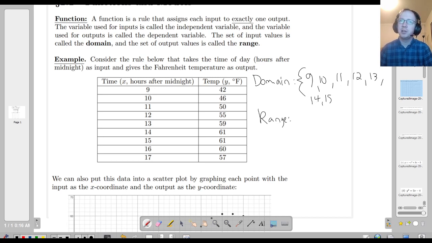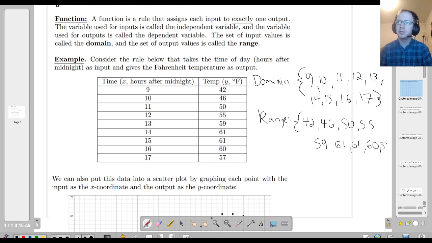Now again, this is fairly unusual in the sense that most of the time it's not just going to be a set of individual numbers. If we have one of those more normal functions like y equals 3x plus 2, it would be like all the numbers. So maybe it would include something between 9 and 10, like 9.001 or 9.002. So we'll learn a little bit later how to write things that it's not just a set of some specific few numbers. But for right now, because it's just these particular inputs, that's my domain. And my range is the set of outputs. So 42, 46, 50, 55, 59, 61, 61, 60, 57.